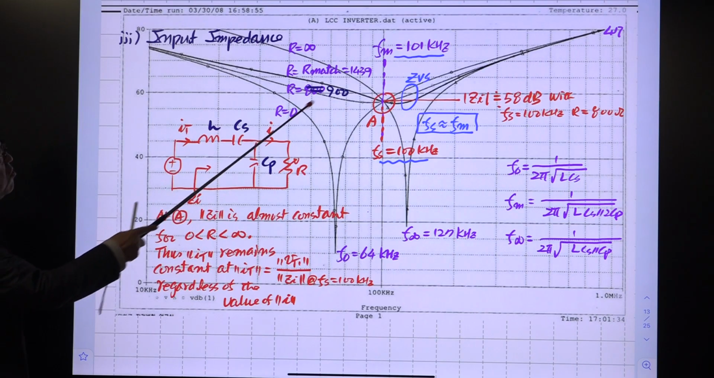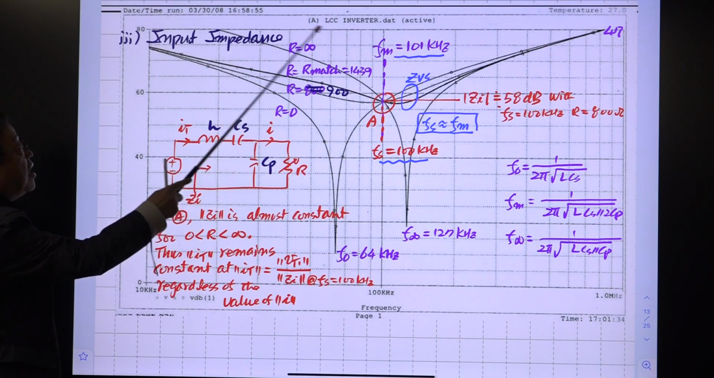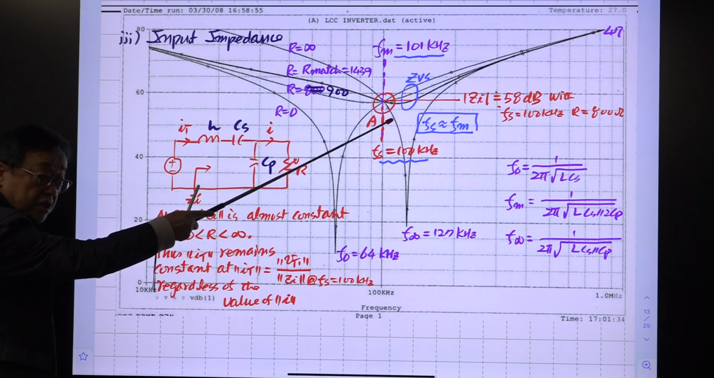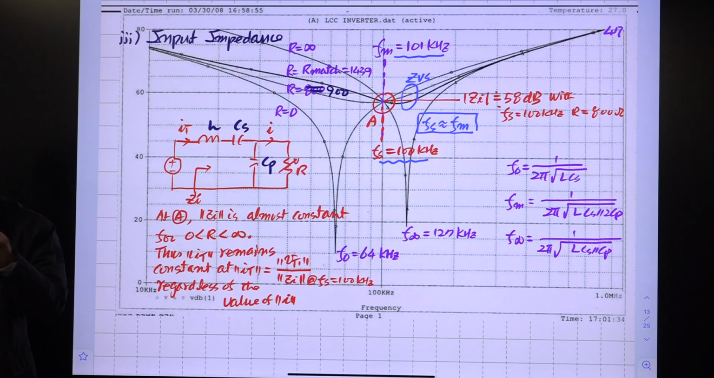When R is 0, we have the impedance of this. When R is infinity, we have the impedance of this. Then the tank current is the same, all right? So without delivering any power to the load, there is a tank current circulating. The amount of tank current is exactly the same as the full load condition, which is very bad. Right? This shows the problem of the LCC structure.